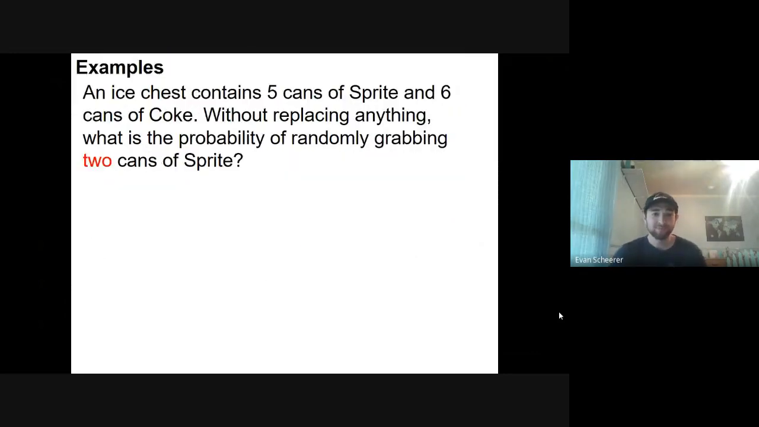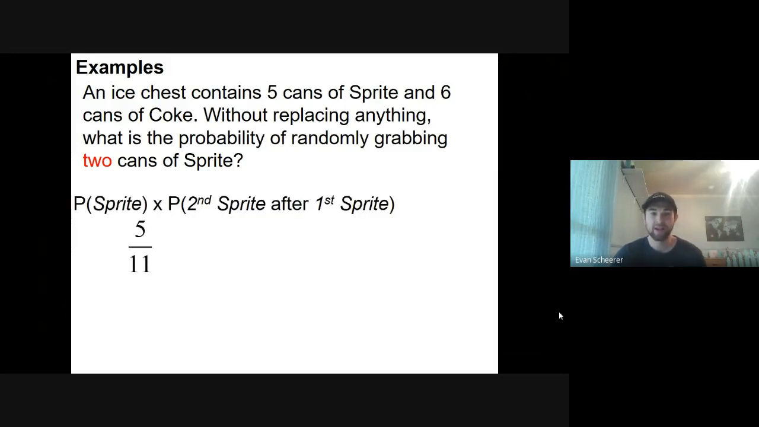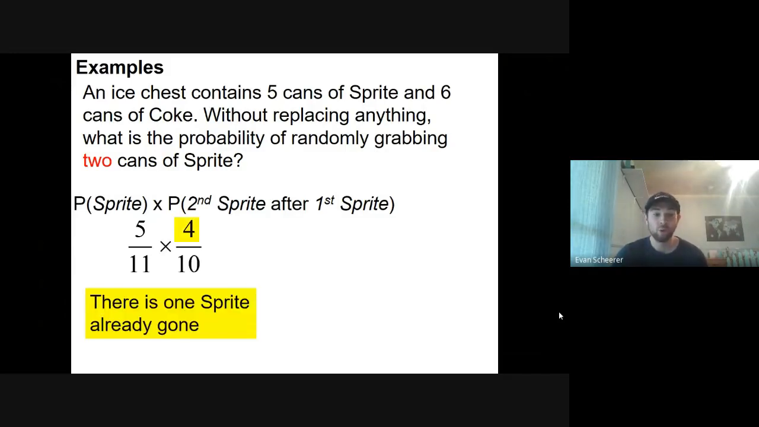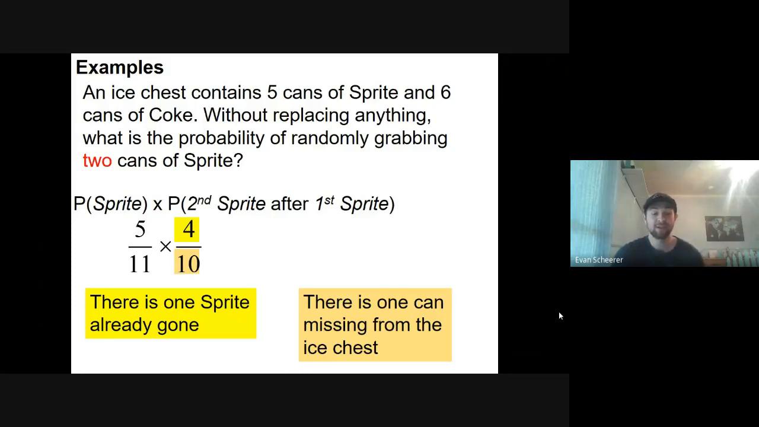Do some more examples. An ice chest contains 5 cans of Sprite and 6 cans of Coke. We're doing that again. Without replacing, what's the probability of grabbing 2 cans of Sprite? So remember, the 1 can of Sprite was 5 out of 11. But now we grabbed the Sprite. So there's not 11 cans left, there's 10 cans left. And there's not 5 cans of Sprite left, there's 4 cans of Sprite left. So 4 is because we already took 1 Sprite away. And the 10 is because we took 1 Sprite away also, right? Where 1 can is missing from the chest. So you multiply these together, you get 20 out of 110. Cancel out those zeros, guys, and you get 2 out of 11 as your answer.